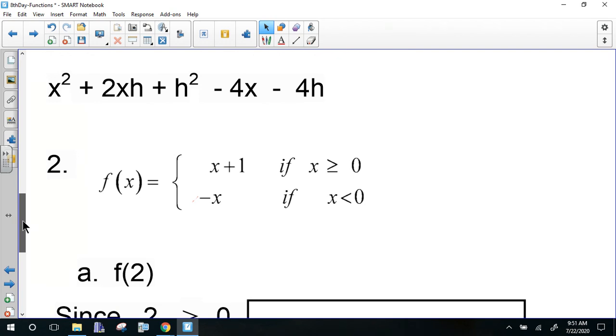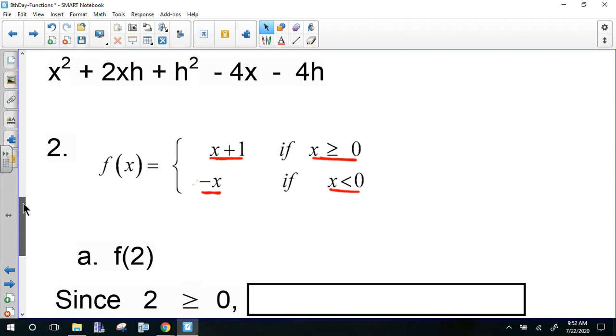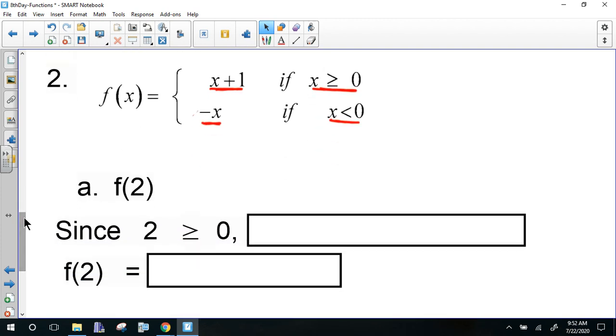Example number 2 is what we call a piecewise function, and you should have talked about those in Math 3. What makes them a piecewise function is that for f of x equals x plus 1, you're only looking at x values that are greater than or equal to 0. For f of x equals negative x, you're looking at x values less than 0. So a piecewise function has more than one equation, and they have different domains. Well, how do we use that when evaluating?